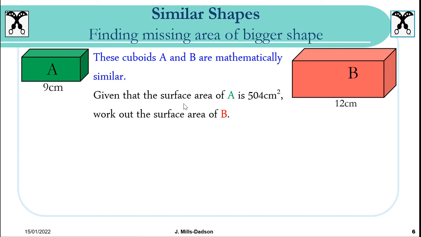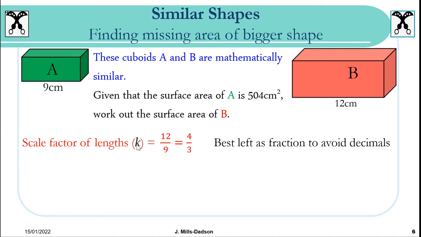So the surface area of A is 504 cm squared. We want to work out the volume of B. Let's check out the known corresponding units, which are 12 and 9. So we can work out our scale factor, that is K. We want our answer in the format of square, so we change K into K squared.